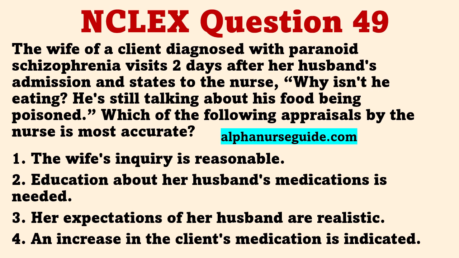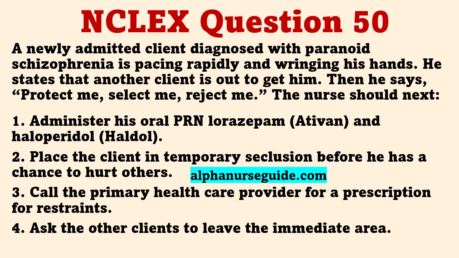Generally, a time frame of 5 to 7 days is needed before the effectiveness of medications can be determined. A newly admitted client diagnosed with paranoid schizophrenia is pacing rapidly and wringing his hands. He states that another client is out to get him. Then he says, "Protect me, select me, reject me." The nurse should next 1.